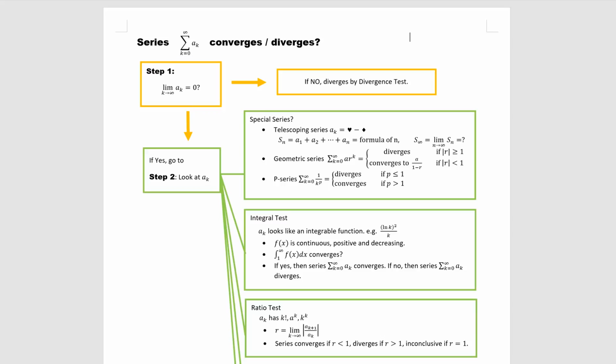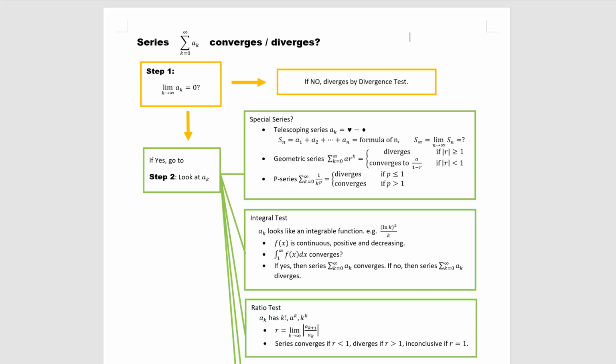Okay, and we look at the terms a sub k. First question, are these special series? Is this a telescoping series? If yes, then we express it as a difference between two terms. And then we compute the nth partial sum. And then we can cancel many terms. We will get a formula in n. And then we let n go to infinity. That's the limit of the series. Okay? So that's the telescoping series.